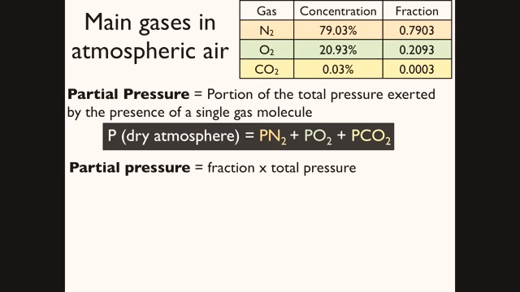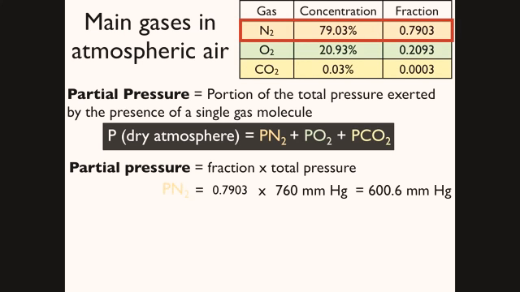So to find out the partial pressure, we're going to take the fraction, so the percentage of that gas that makes up the air, and multiply it by the total pressure. So for example, let's find out the partial pressure of nitrogen. If we take its fraction, which is 79%, and multiply it by the total atmospheric pressure at sea level, we're going to find out that the partial pressure of nitrogen is 600.6 millimeters of mercury. So that's its contribution to the total pressure.